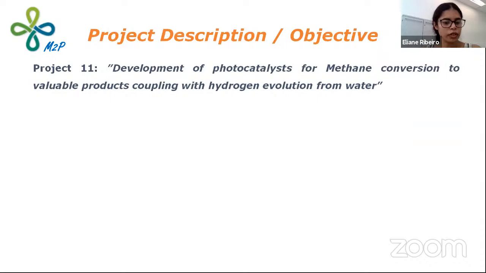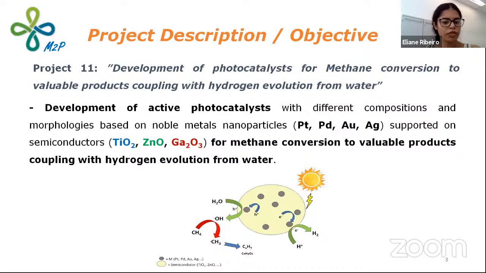This project is focused on noble metal nanoparticles supported on semiconductor materials for methane conversion to products coupled with hydrogen evolution from water. For this, the first step was to produce the photocatalysts based on semiconductors, titanium dioxide, zinc oxide, and gallium oxide, decorated with nanoparticles of platinum, palladium, gold, and silver.